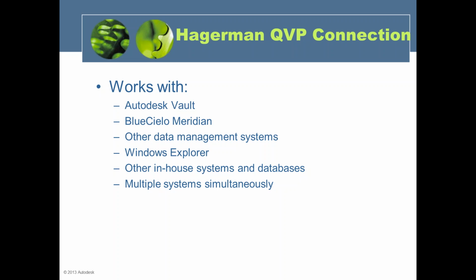Also, another big use of QVP is multiple systems simultaneously. In some cases, we've had customers who have implemented Autodesk Vault, and some of their files are in Vault, but some of them are still in Windows folders. QVP can be configured to search both places and then give priority results from one of those locations. So first search for the file in Autodesk Vault, doesn't find it there, go search the Windows folders.